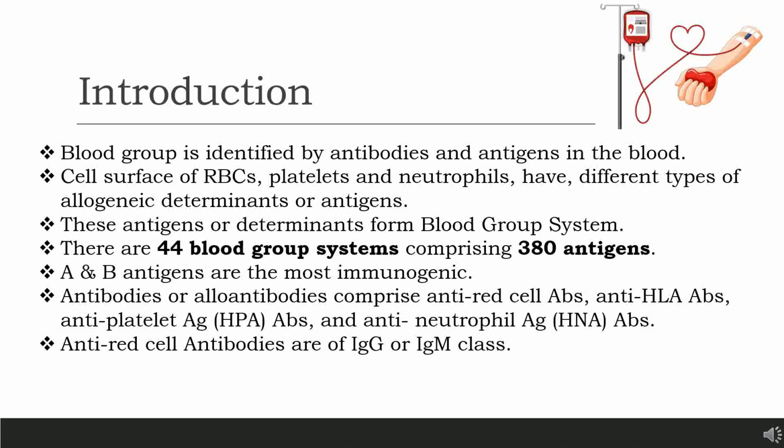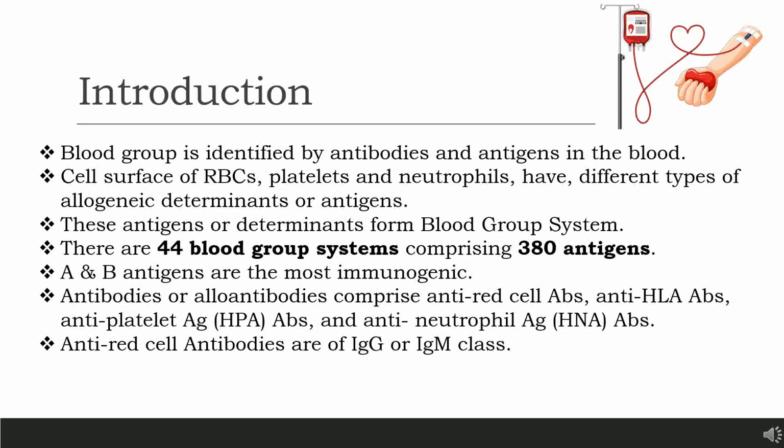Human RBCs, platelets and neutrophils have on their cell surface many different allogenic determinants or antigens. These antigens or determinants form blood group systems. About 380 different blood group antigens have been identified and classified into 44 different blood group systems till 2022. The ABO blood group antigens are the most immunogenic of all the blood group antigens.